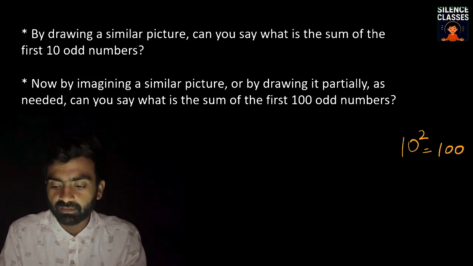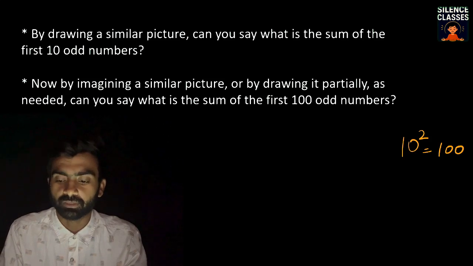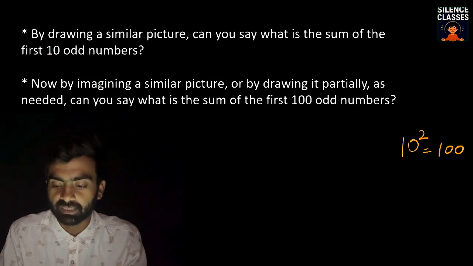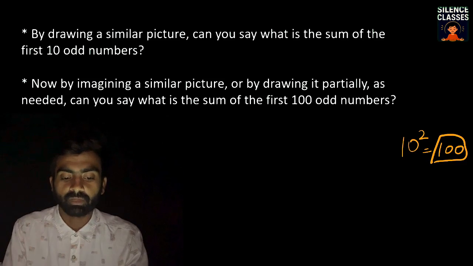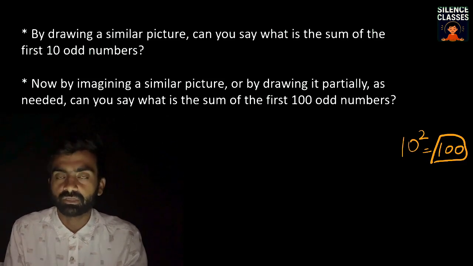Okay, we will get 100. 10 multiplied by 10 is equal to 100. Means the number of dots, or we can say the number we will get, is 100. Okay, but we have to draw a similar picture, like that.